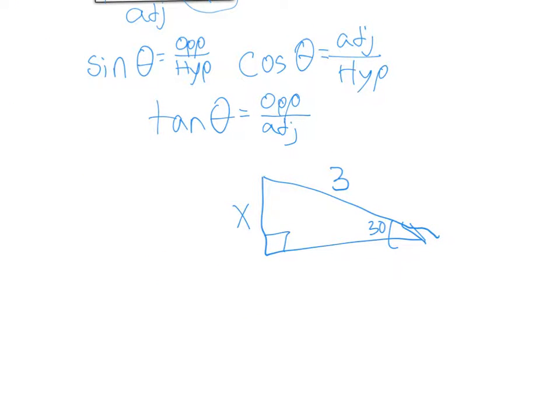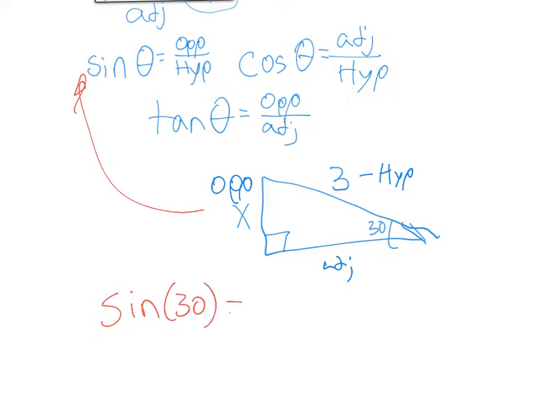And so for this problem, what I'm going to do is I notice that my angle is 30 degrees, and I know my hypotenuse. So I know the angle, hypotenuse, and opposite. So I want to find opposite and hypotenuse, which tells me then I want to use sine. So I want to say sine of 30 degrees is equal to x over 3.